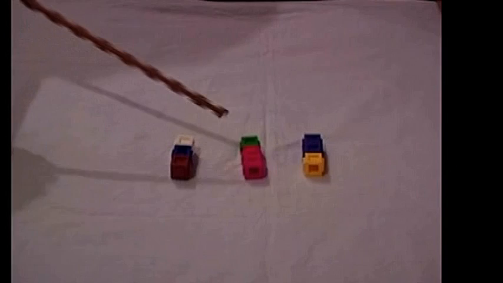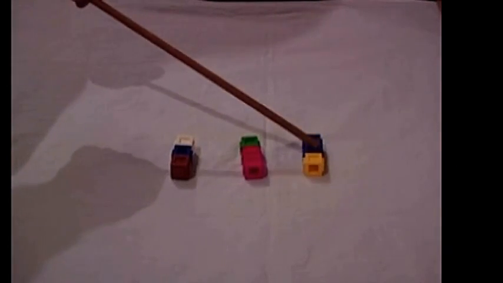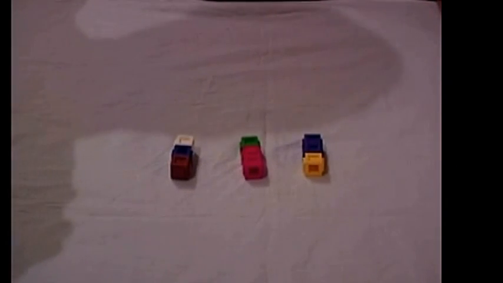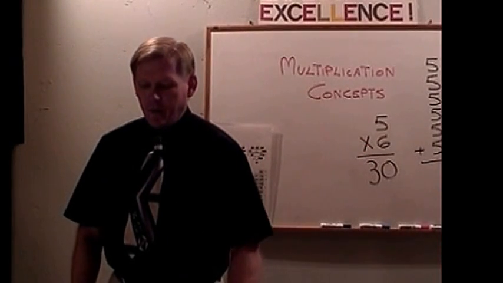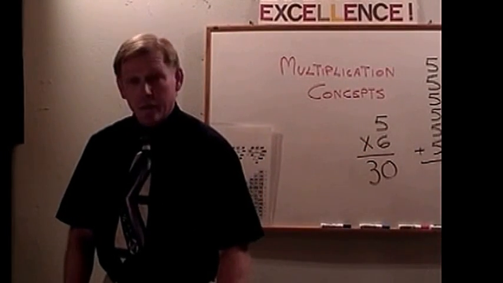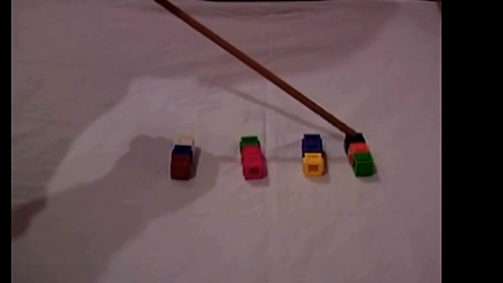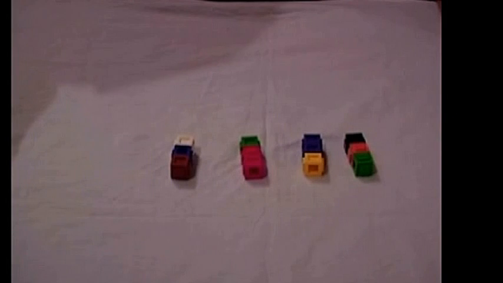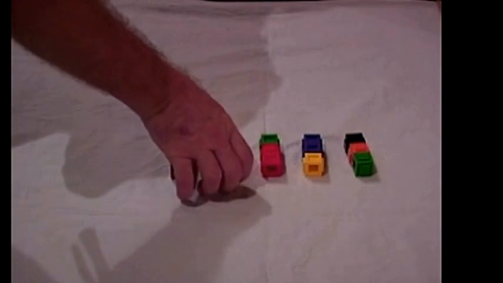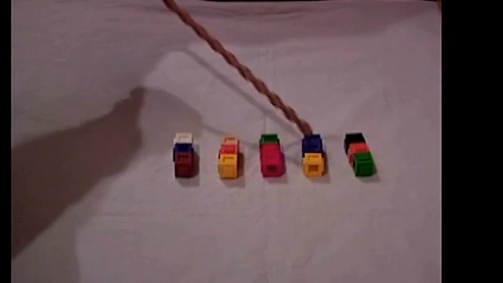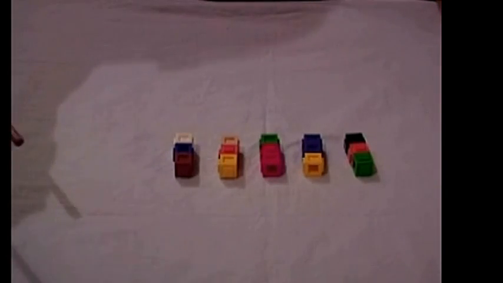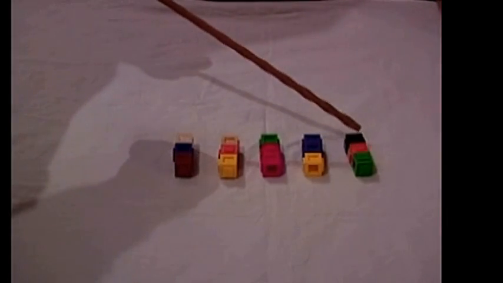3 groups of 3. Count them. 1, 2, 3, 4, 5, 6, 7, 8, 9. 4 groups of 3. Now look, we've already counted these. We know there's 9. There's going to be 3 more. 9, 10, 11, 12. 4 times 3 is 12. 5 groups of 3. Now we've already counted the first 4. We know there's 12. There's going to be 3 more. 12, 13, 14, 15.